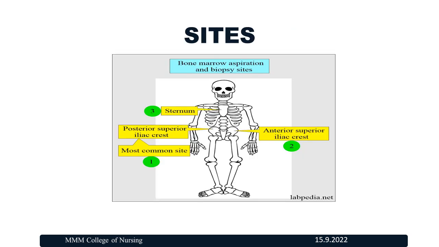These are all the sites we can visualize: the sternum, the posterior superior iliac crest, which is the most common site, and the anterior superior iliac crest.